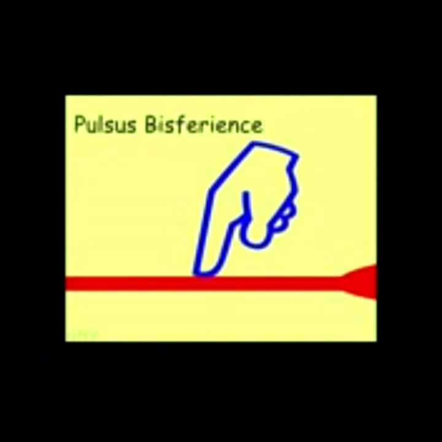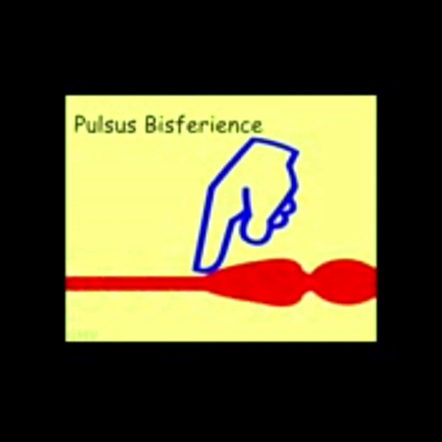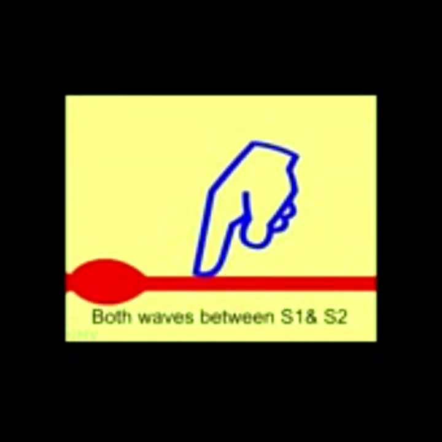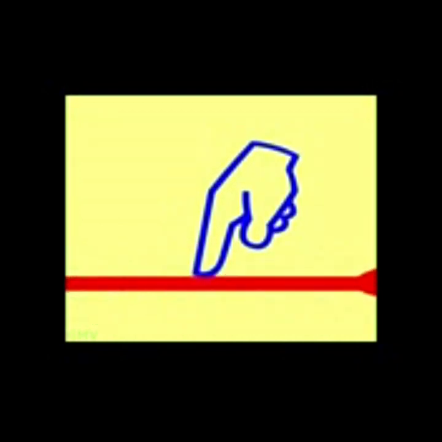Pulsus bisferiens. Pulsus bisferiens has two peaks, both in systole, percussion wave and tidal wave due to ejection of rapid jet of blood through narrow aortic wall. Percussion wave is more prominent in HOCM, while the tidal wave is equal or more prominent in AS plus AR.